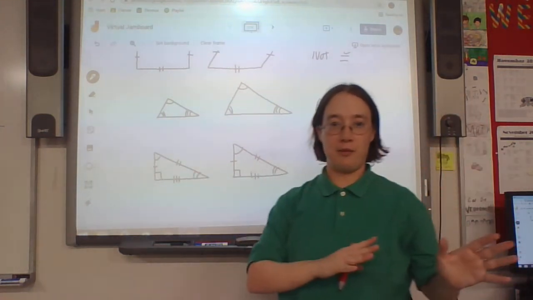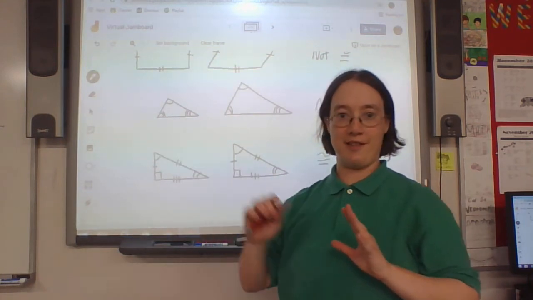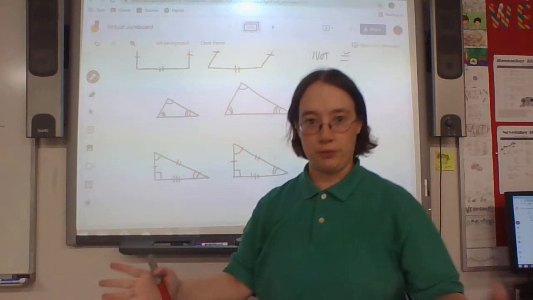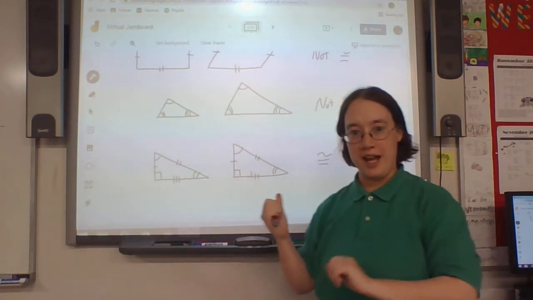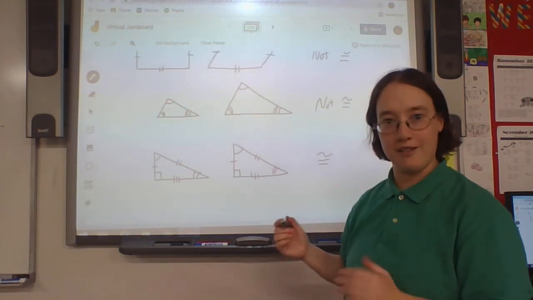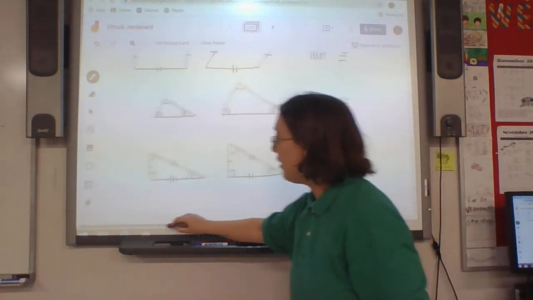Now, eventually we'll get into some things with triangles where if we know some of the sides, then we automatically know the others. If we know some of the angles, we automatically know the others. But for right now, all the sides and all the angles have to be congruent in order for our triangles or polygons in general to be congruent.